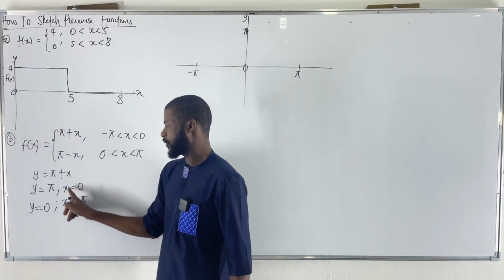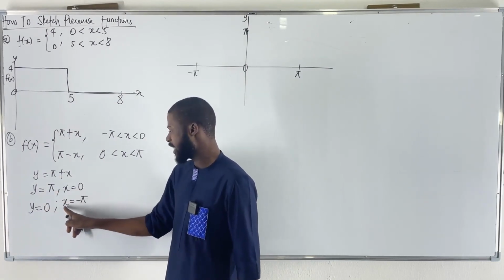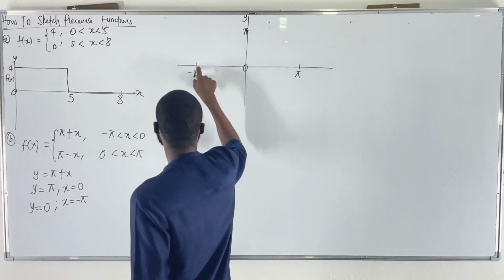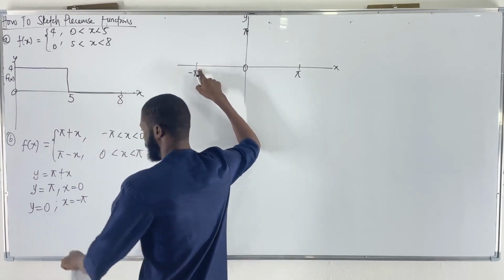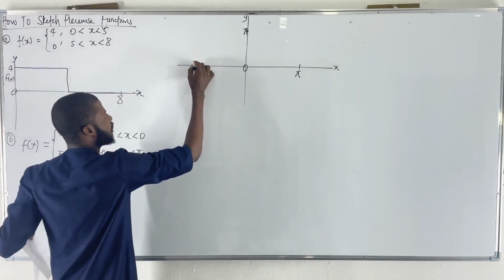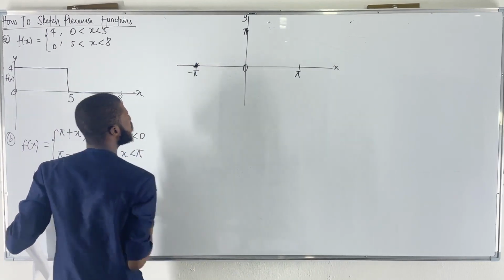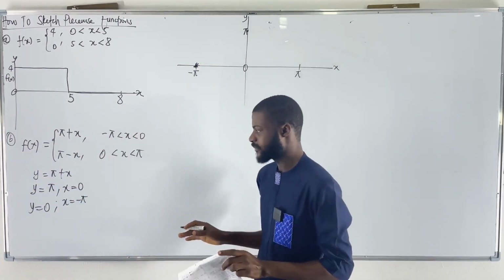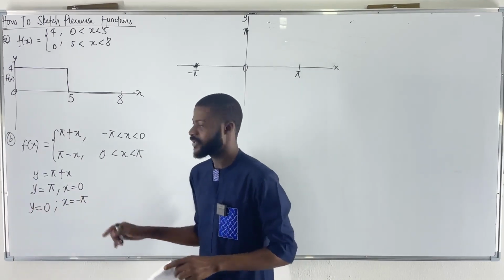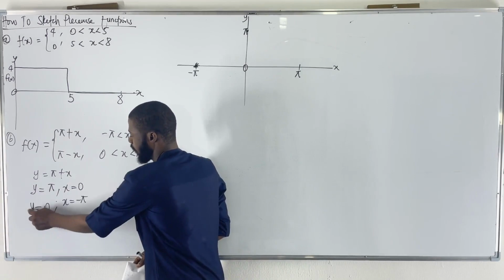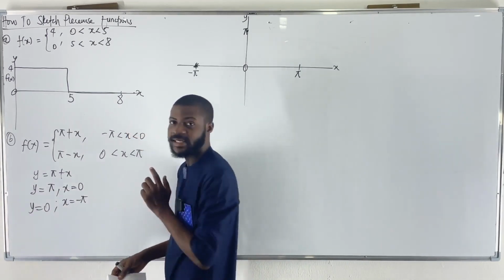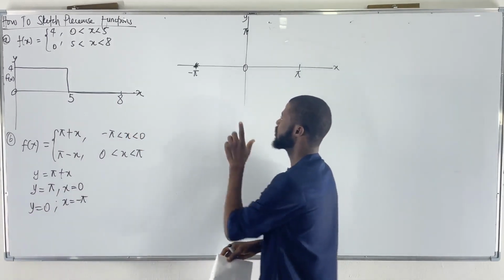So when s was 0, y was pi. Then when s was minus pi, this is minus pi. When x, this is my x-axis, when s was minus pi, y was 0. So it's going to be here. Take note that these two things are like intercepts. When x is 0, you have found the y-intercept. When y is 0, you have found the x-intercept. So that was what we did here.